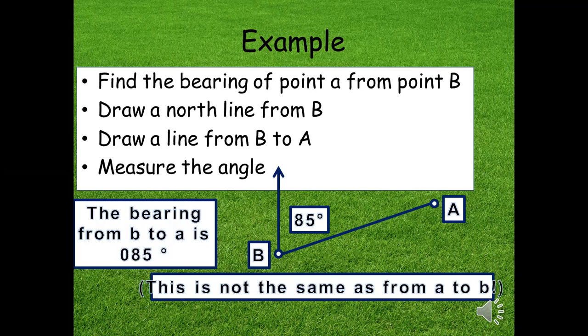So is it the same when I ask you to find the bearing from point B and the bearing from point A? Of course not. Why? When I told you to find the bearing from point B, you put the line of north on B. But if it was from A, I would put the line of north at point A.